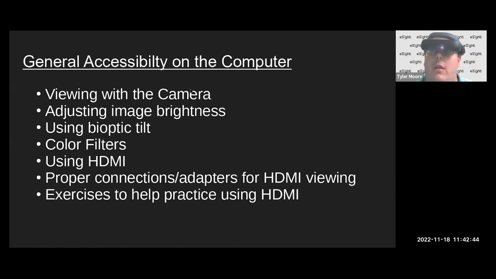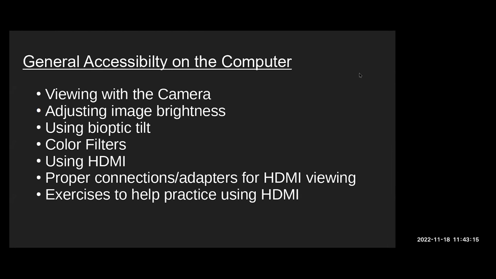So for using the computer in general, there are different ways you can use the eSight. If you're sitting at your desktop computer with a monitor in front of you, the main way you can use the eSight is by looking through the camera in live mode, looking at the computer screen similar to how you look at your TV. You can zoom in onto the computer screen to make the text and what you're looking at larger, add contrast to what you're seeing, and make changes from there.